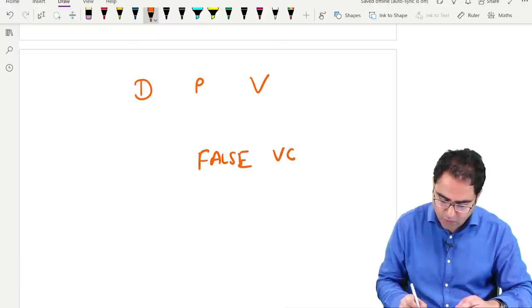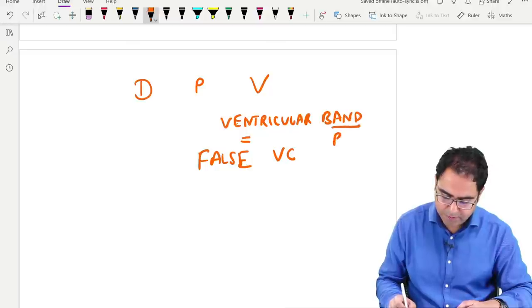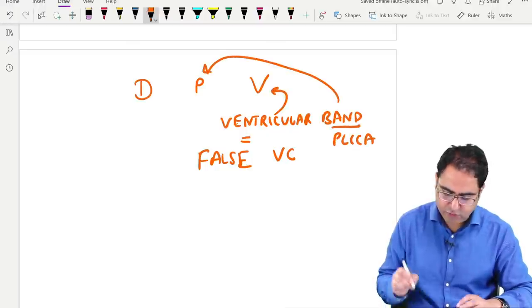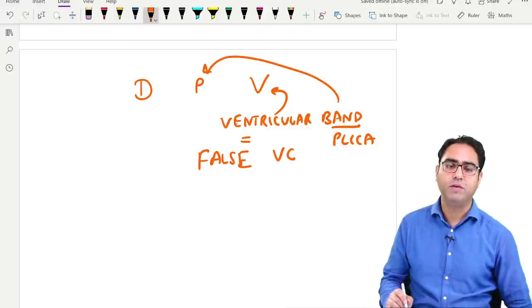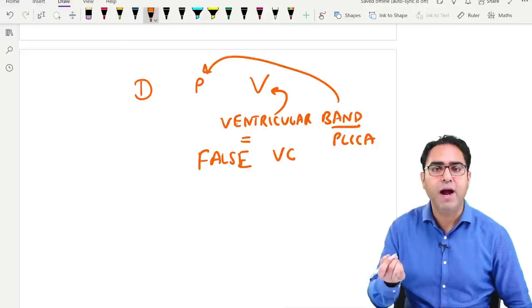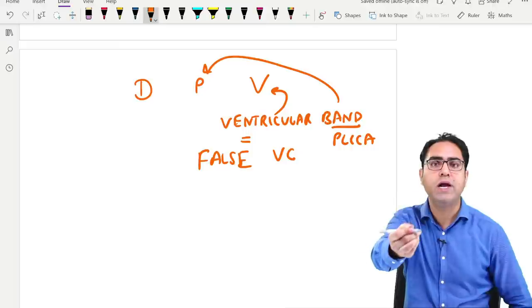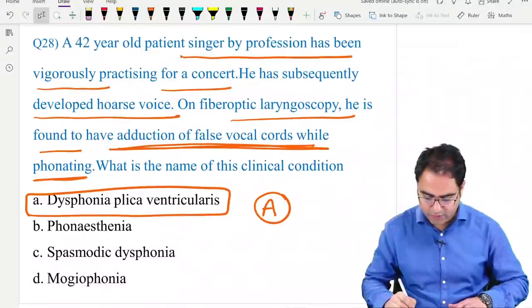But how to remember? The false vocal cord is also called the ventricular band. Plica means band, beta. Can you see ventricular here? Dysphonia plica ventricularis means production of sound from the false vocal cord. Am I clear? Plica means band. Ventricular band means plica ventricularis. Dysphonia means the wrong kind of voice being produced from them. The answer is dysphonia plica ventricularis.